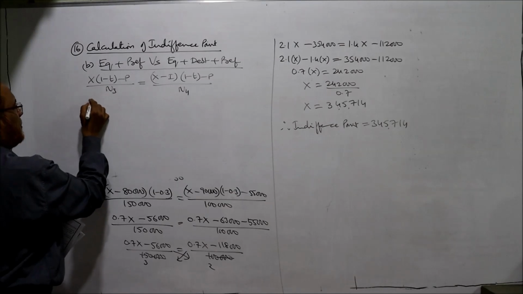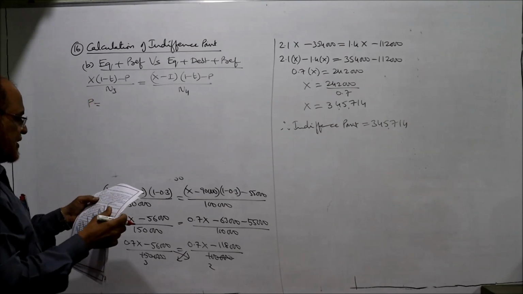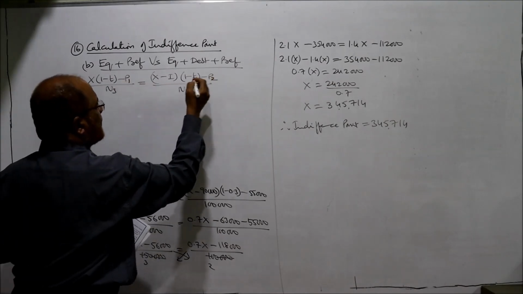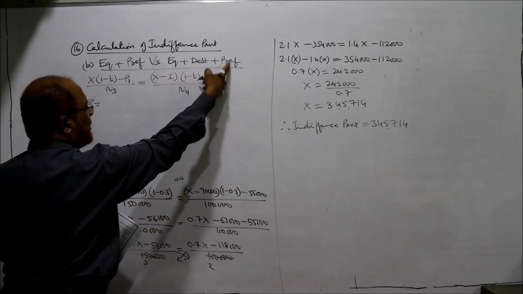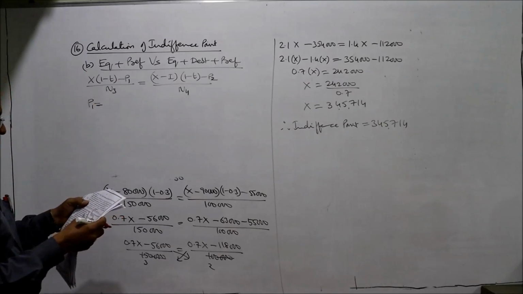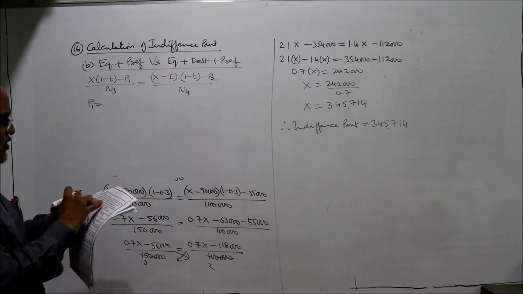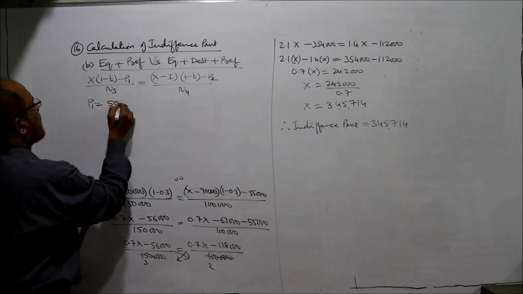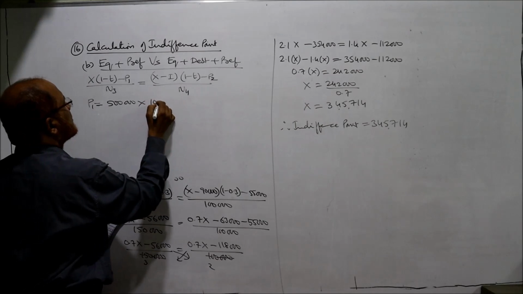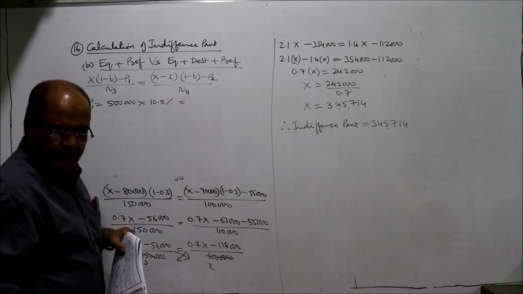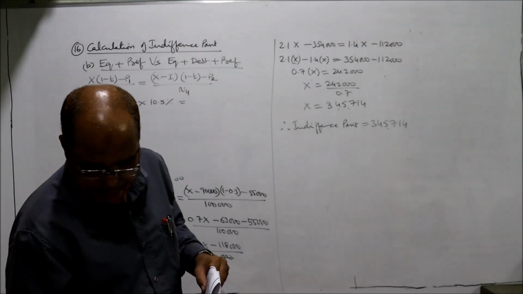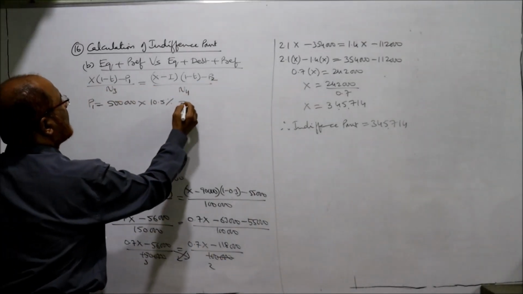So here we take p. In the first plan, here we'll take p1, here we'll take p2, because preference shares are there in first plan as well as second plan. So p1 is equal to: first plan, equity share capital 20 lakh and preference share capital 5 lakh, 5 lakh into 10.5%, 52,500.